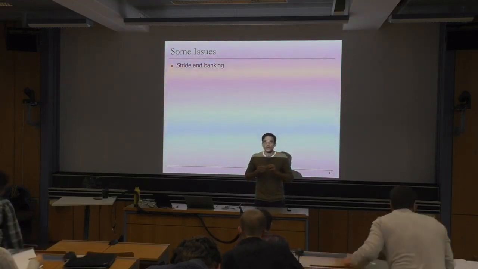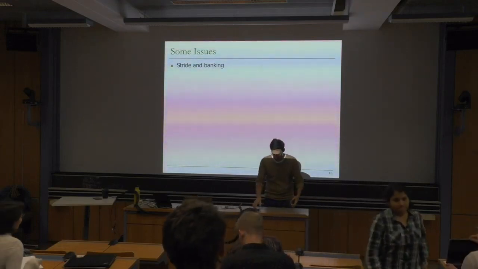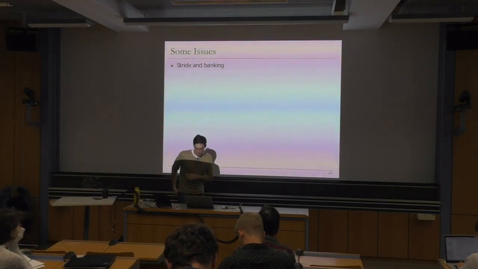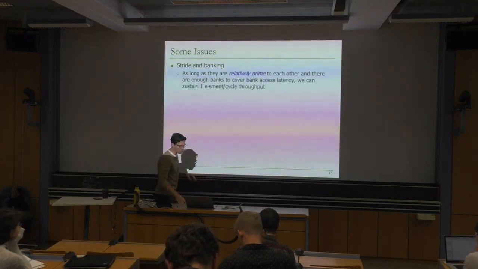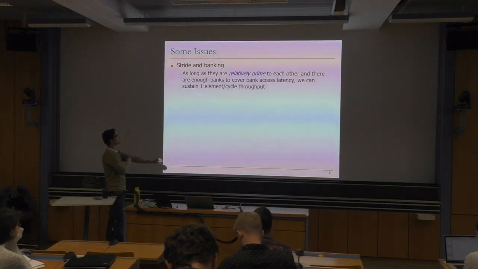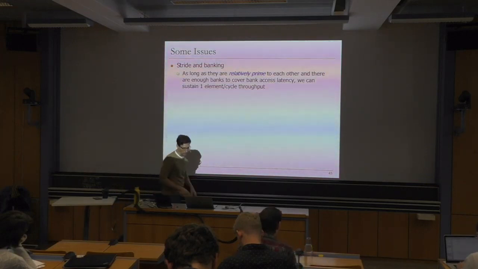Okay, so we were here, some issues, stride and banking. This is something that I might have mentioned already, but now we are going to discuss a little bit more: what should be the relation between the stride that we have in the memory accesses and the number of banks, and the banking.